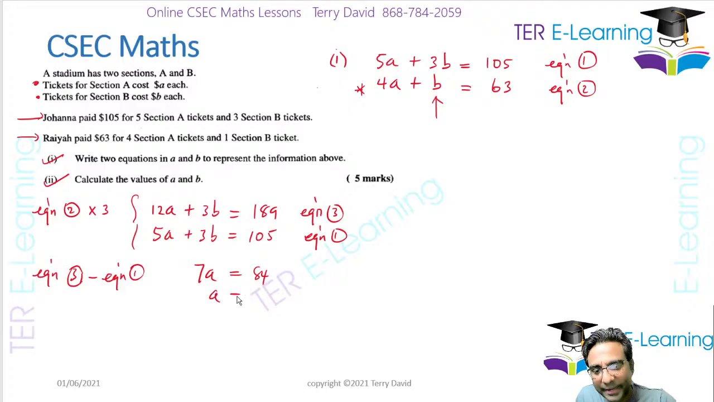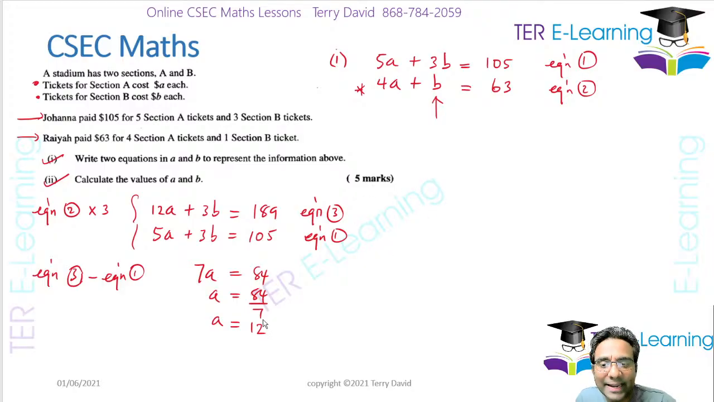So therefore a is equal to 84 divided by 7. So that's going to give me 12. So therefore a is equal to 12. So look at that. We already worked out the cost for the tickets in section A. And this method is called elimination here. So I worked out a.